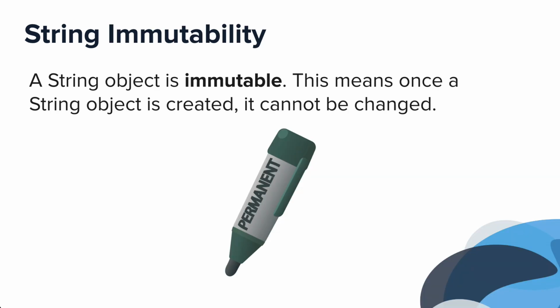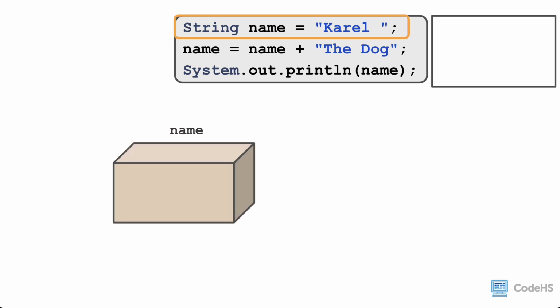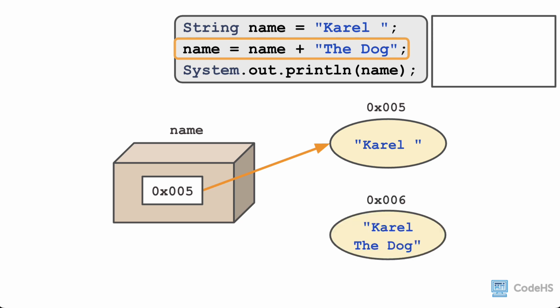As you begin combining and manipulating strings, it's important to know that a string object is immutable. This means once a string object is created, it cannot be changed. Let's walk through an example to better understand the concept of immutability. The first line of code creates the string variable name that references or points to the string object Carol. Then, the variable name is assigned a new value that concatenates the current value of name, Carol, with the string, the dog.